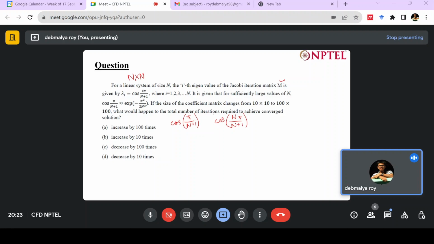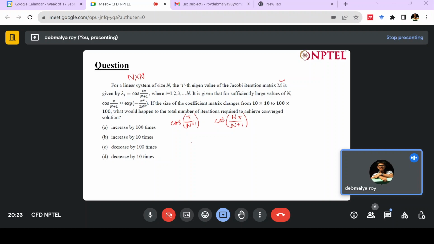So this will be the variation. It is given that for sufficiently large values of n, this is equal to this. Okay. If the size of the coefficient matrix changes from 10 cross 10 to 100 cross 100, what would happen to the number of iterations required to achieve a converged solution?